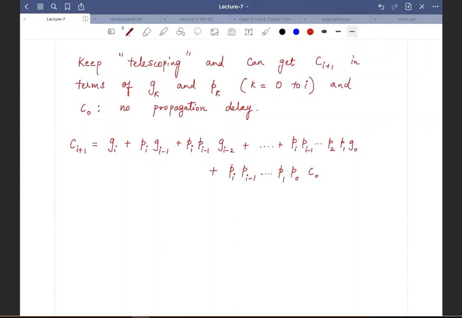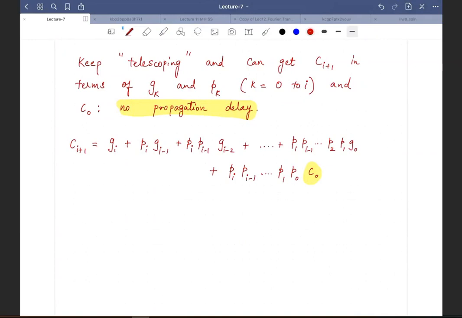All right. So now if you ask the question, what is the problem with this? Where is the bottleneck? The bottleneck is c0. Well, not really a bottleneck. Why? Because there is no propagation delay for c sub 0. That is the initial delay. So there's no bottleneck there. We have made things independent of n.